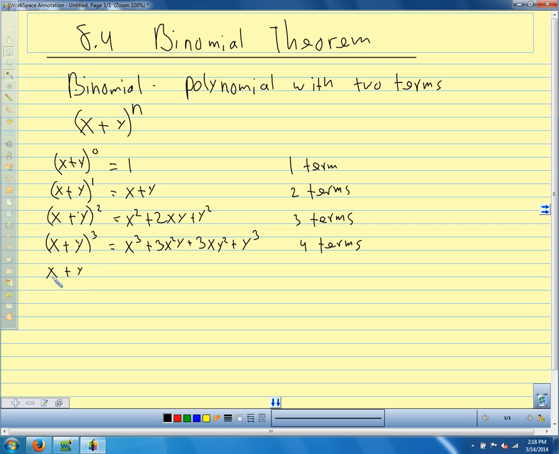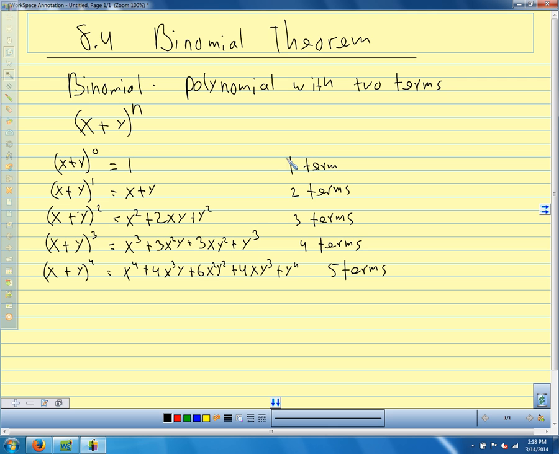x plus y to the fourth. These are getting a little longer now. We get x to the fourth plus 4x cubed y plus 6x squared y squared plus 4xy cubed plus y to the fourth. And we get 5 terms. And we could keep going, but I think we can start to see a couple of patterns here. So does anybody notice any patterns between these, between our exponents, with what we have here?